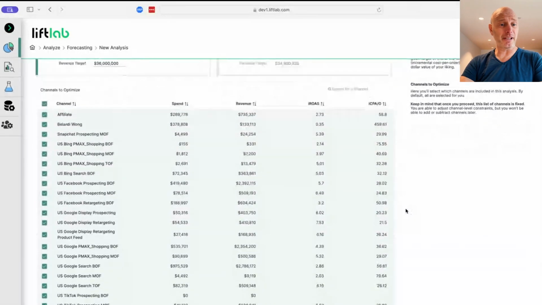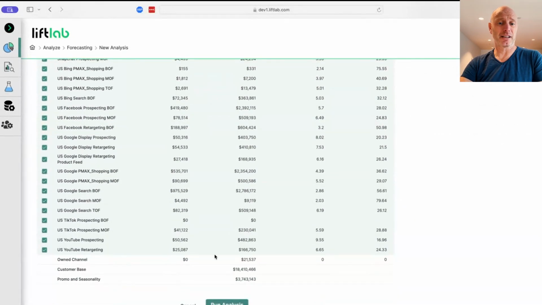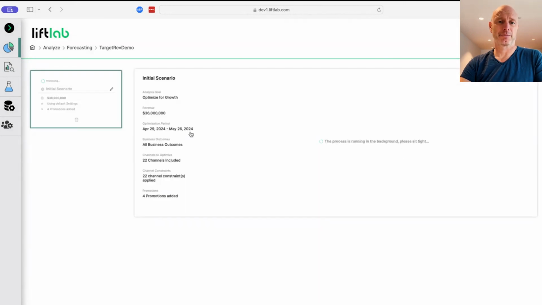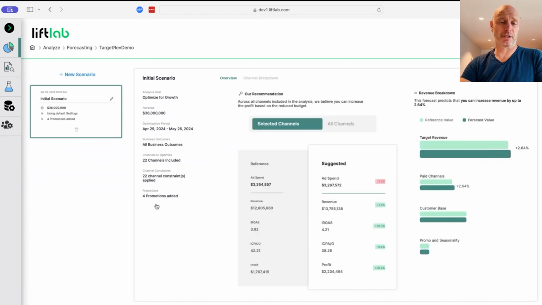And we've got a whole media plan here, so that's available to us. Let's see what the default, or first answer, LiftLab comes back with. So here's our optimization period. Here are all the channels that we're optimizing. There were some promos taking place in May that need to be taken into account. That is going to affect our conversion, and it's done the work for us. Let's go ahead and look at the total revenue.